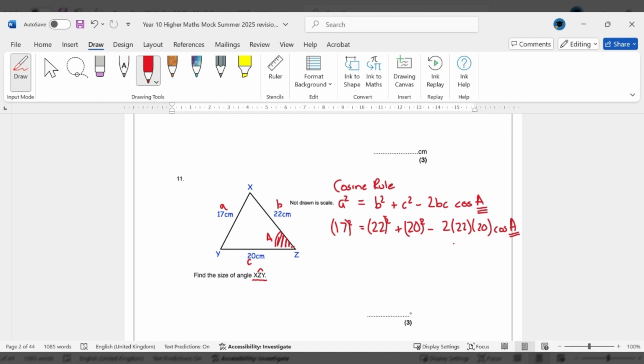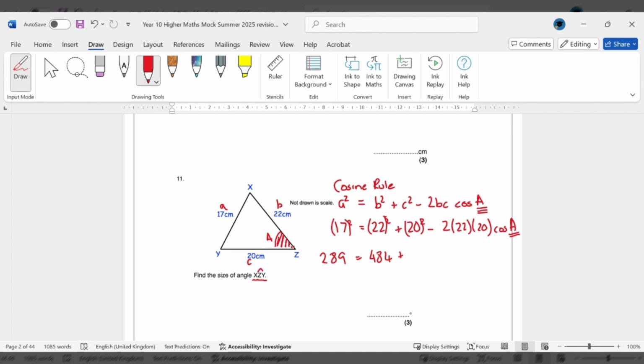So on your calculators then, chaps, we will do, right, to get some more marks on the board, because I'm just all about getting as many marks as we can based on the fact we haven't done this. We can work out what 17 squared is. Right, that's 289. We can work out what 22 squared is, which is 484.